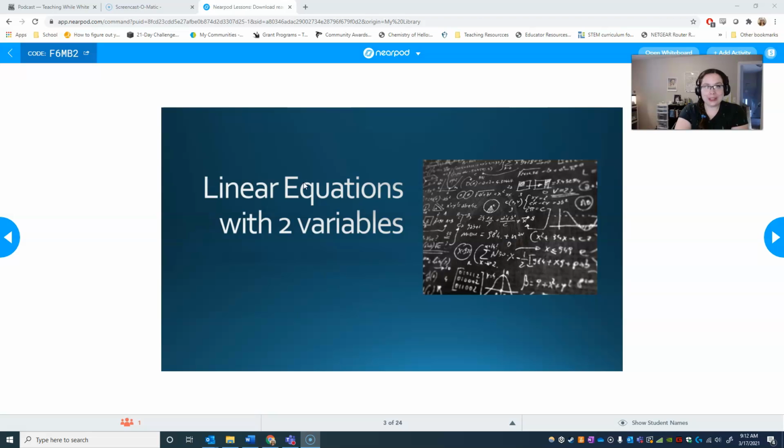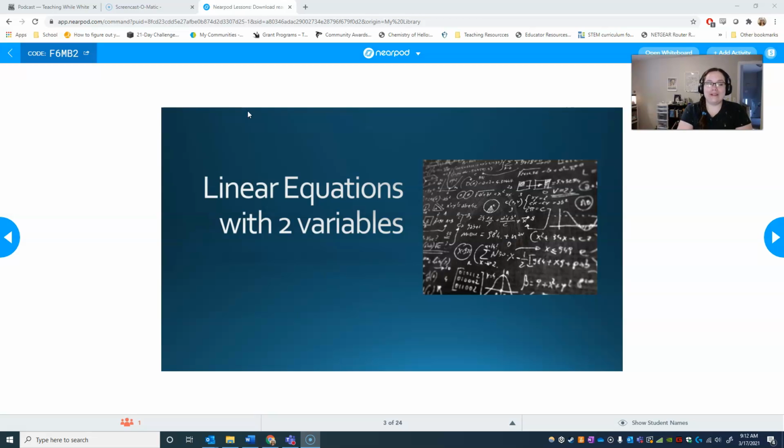So we're starting a new unit today, Unit 2, and Unit 2 is all about lines. The title of today's slide is Linear Equations with Two Variables. That just means that they're equations that make lines and they have two variables usually represented by x and y.